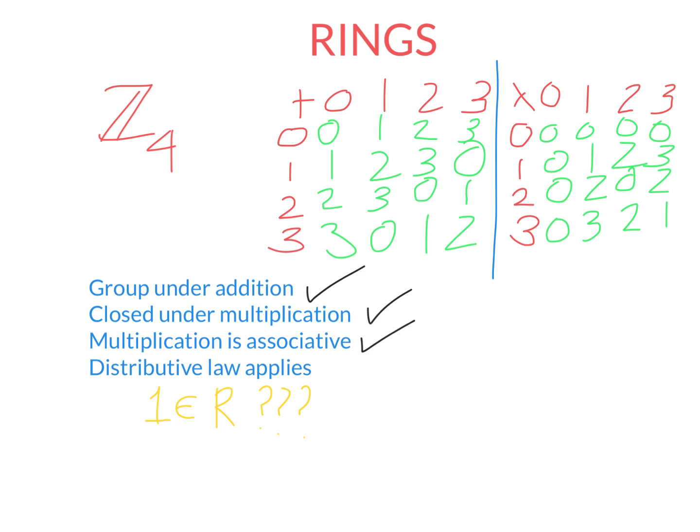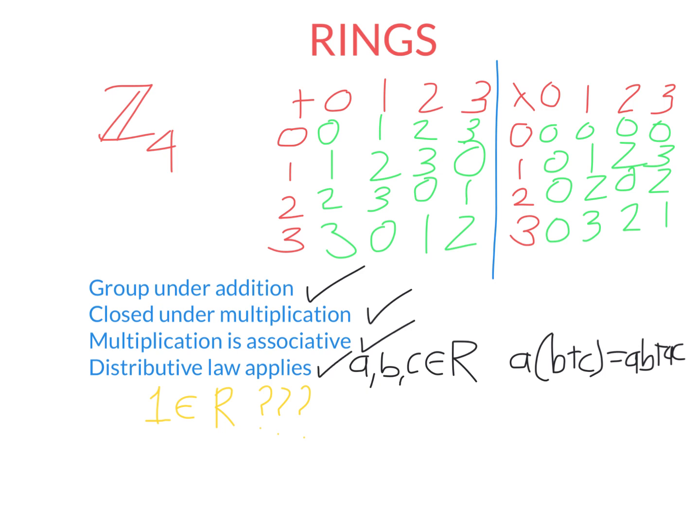And finally, we also need to have that the distributive law applies. So for any elements A, B, and C that are members of this set R, it needs to be true that A(B + C) = AB + AC. We've seen the distributive law. We know it applies to integers, to real numbers, and any subset. It turns out that it applies here. We could easily prove that the distributive law applies here, but it would be a bit tedious and we need to check lots of different combinations.